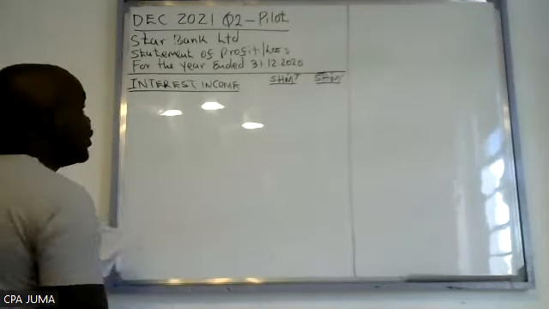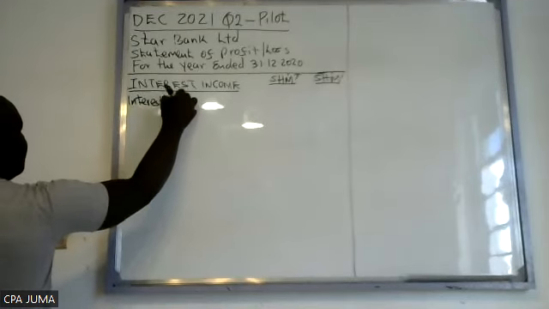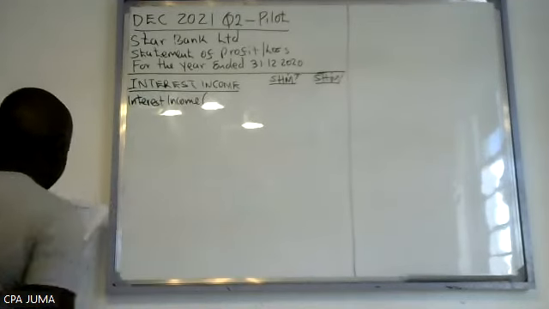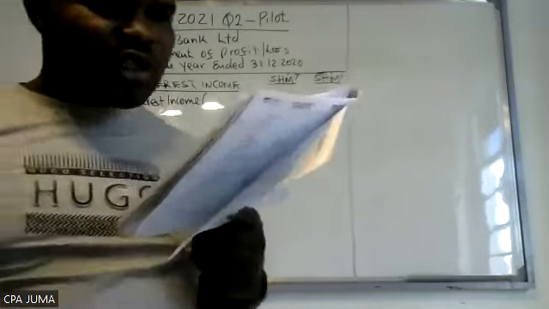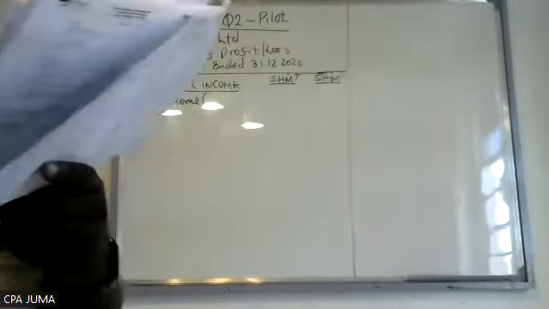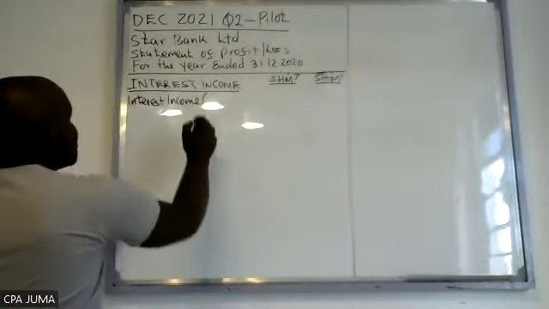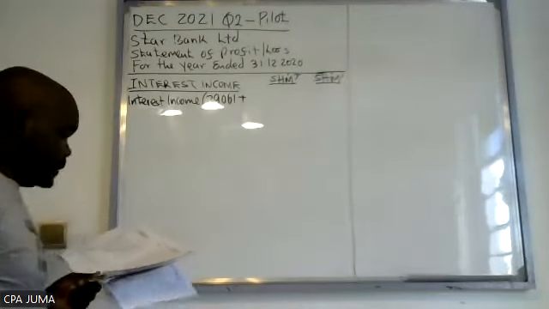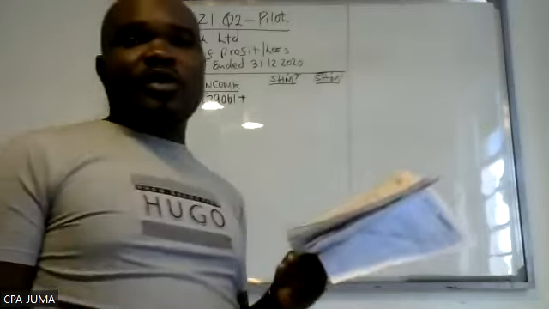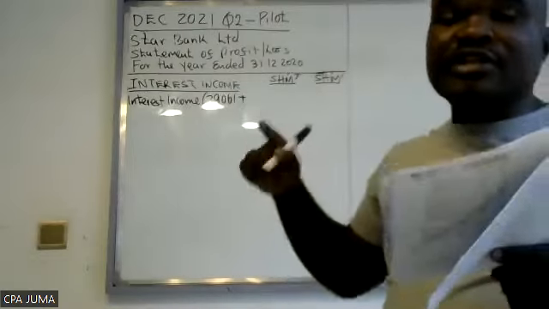I'm seeing interest income actually. How much are you seeing, so that I check whether it is the same with what I'm seeing? I'm seeing 29,061. Yes, so it is 29,061.